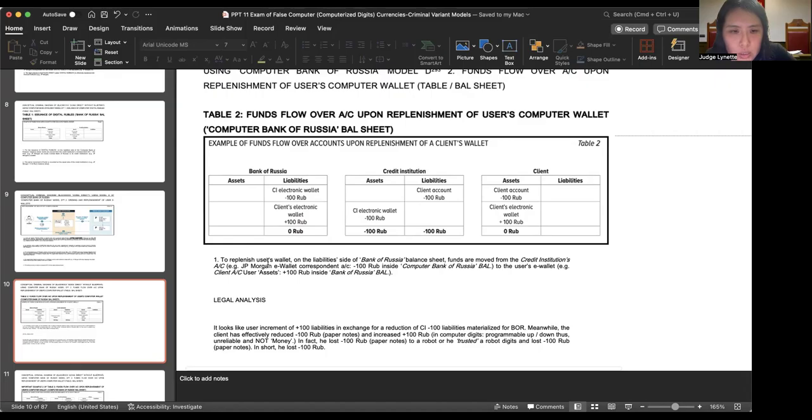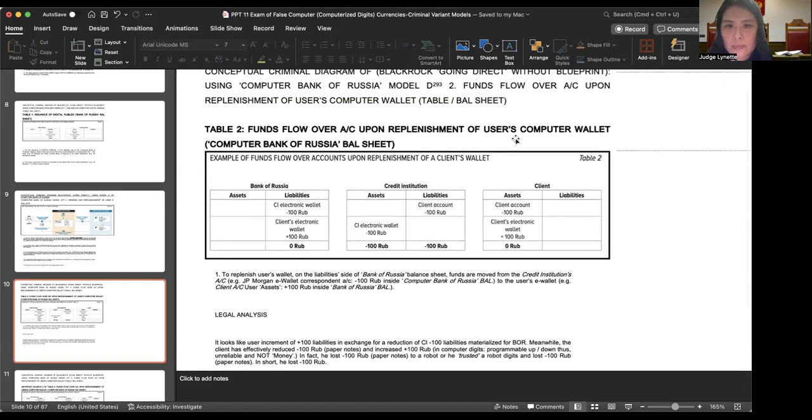Meanwhile, the client has effectively reduced 100 rubles paper notes and increased plus 100 rubles in computer digits, which are programmable up and down and thus unreliable and not money. In fact, he lost 100 rubles paper notes to a robot, or he trusts a robot digits and lost 100 ruble paper notes. In short, he lost 100 rubles.